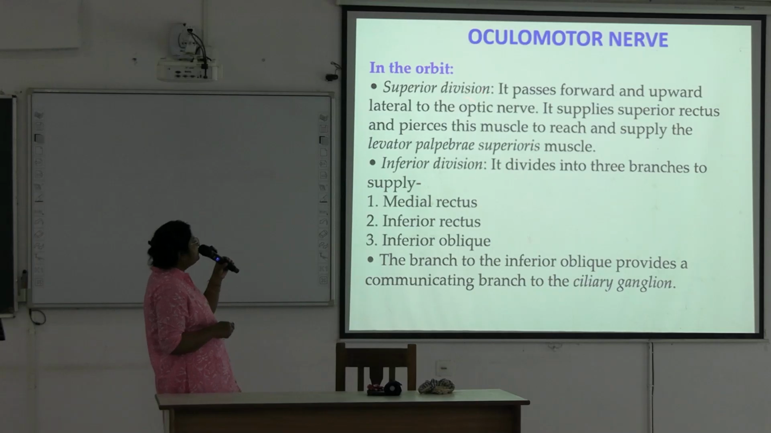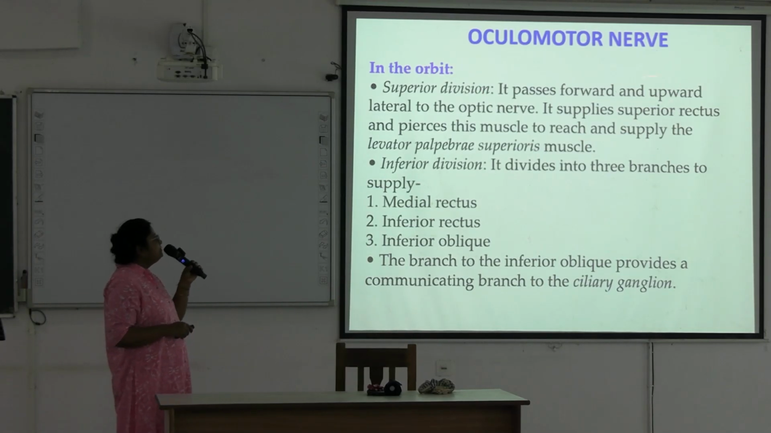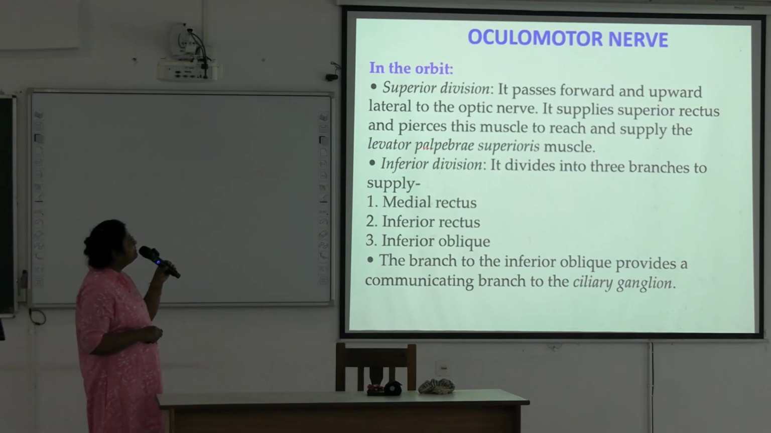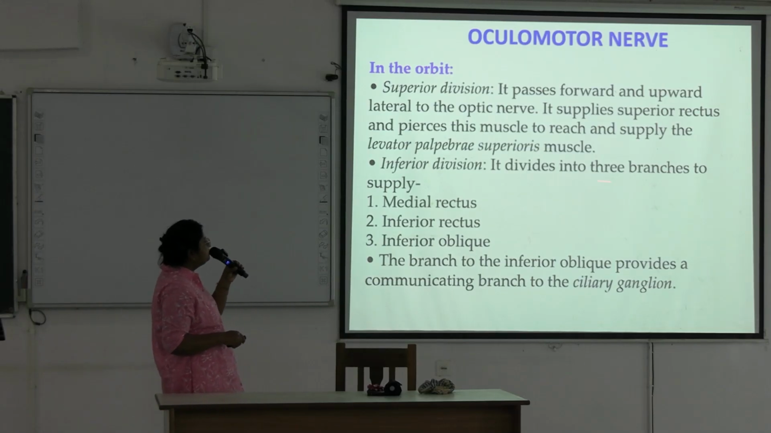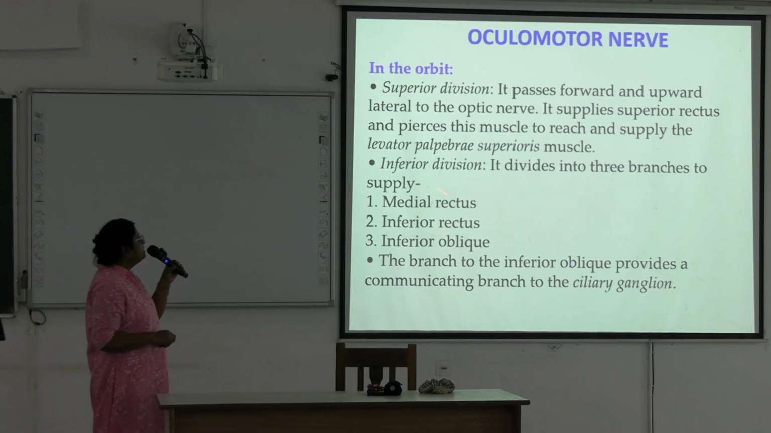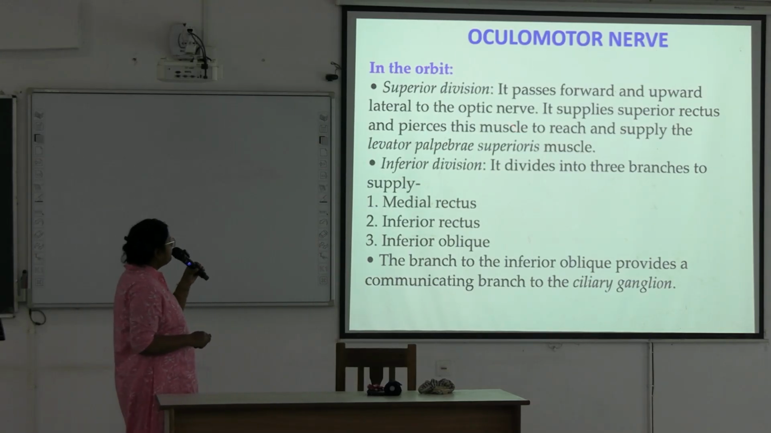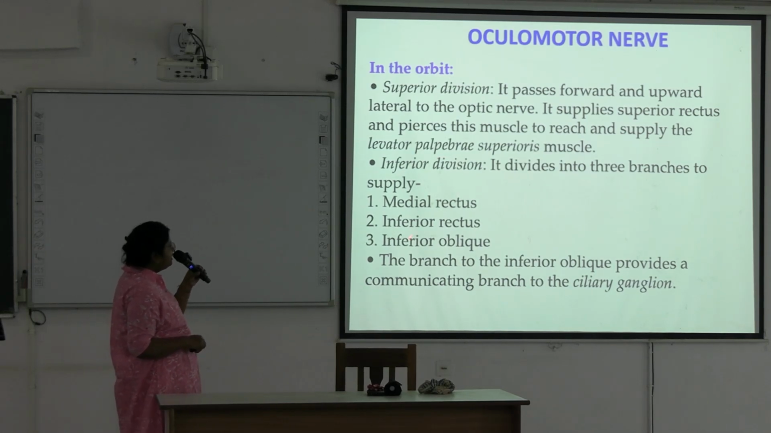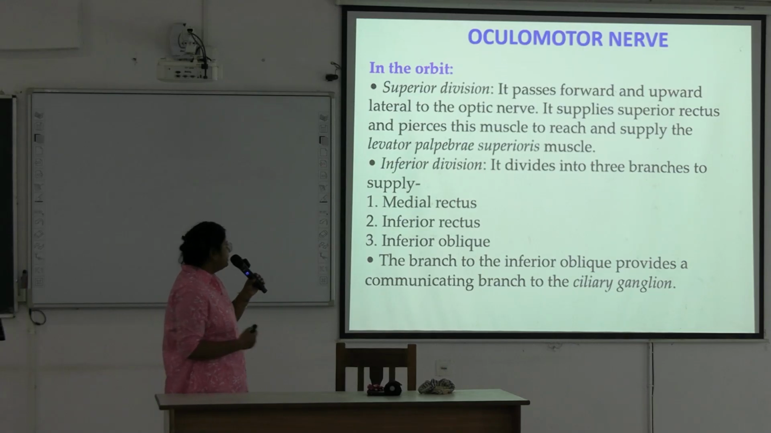Superior division passes forward and upward, lateral to the optic nerve, supplies the superior rectus muscle, pierces this muscle to reach and supply the levator palpebrae superioris muscle. Next is inferior division. It divides into 3 branches to supply the medial rectus, inferior rectus and inferior oblique. So, these muscles are supplied by the oculomotor nerve. And the branch to inferior oblique, it provides a communicating branch to the ciliary ganglion.